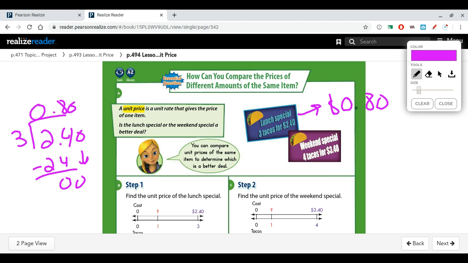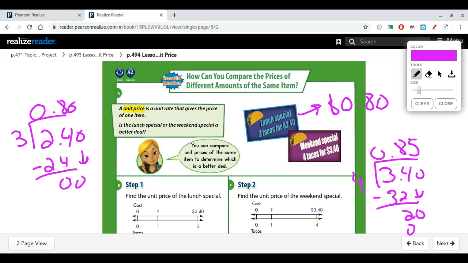And then the weekend special, let's see what's going to be a better deal on that one. So I'm going to divide 4 into $3.40. Put my decimal up by 4. So again, 4 does not go into 3. 4 goes into 34 8 times. That's 32. Subtract, I have 2 left over. Bring down the 0. 4 goes into 20 5 times. So I end up with 85 cents. And so the better deal is going to be the 3 tacos for $2.40 instead of the 4 tacos for 85 cents a taco.